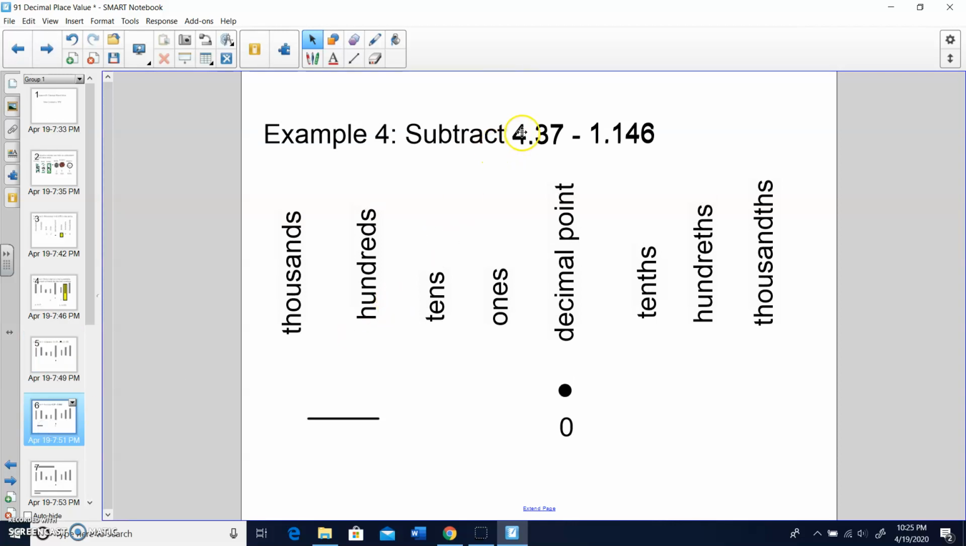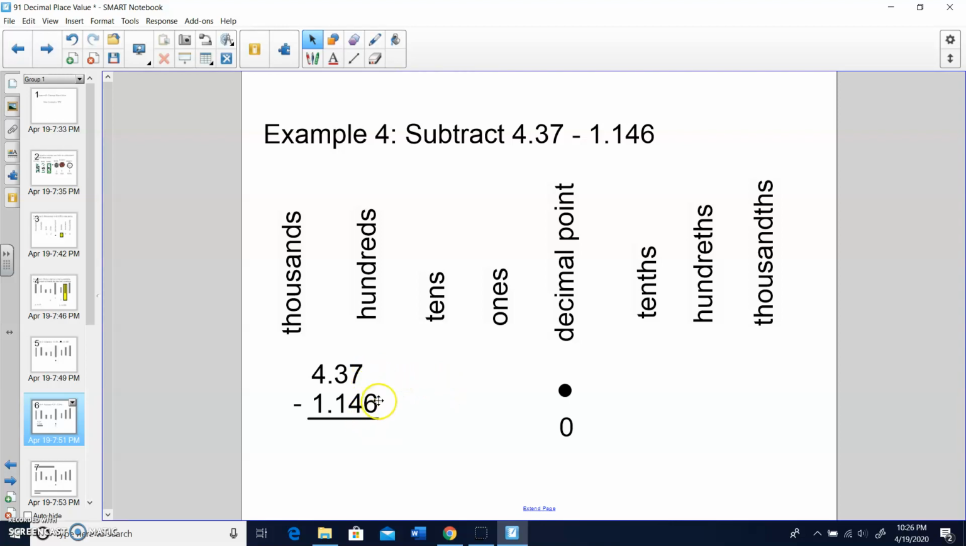Example 4, subtract 4 and 37 hundredths minus 1 and 146 thousandths. Okay, so I'm going to line up my numbers. And which of these is bigger? Well, I go by the ones place, because I'd rather have $4 than $1. Okay, and then I'm going to subtract 4 and 37 hundredths minus 1 and 146 thousandths. Okay, I have to be careful that I'm lining up my decimal points. Okay, so there's my number.